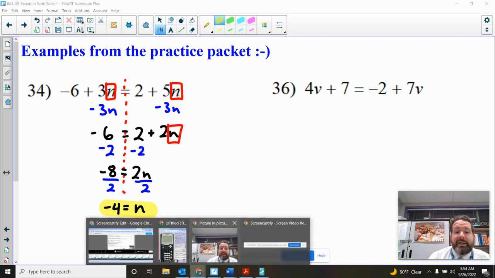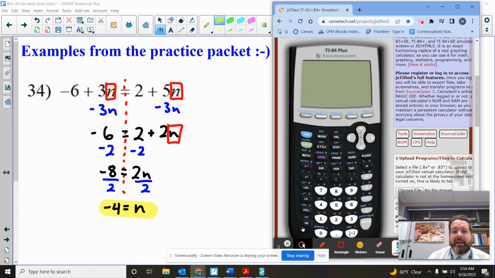Now what we should do, we should check our answer. So I'm going to pull up my calculator and show you how I check them. I'm going to first take the left-hand side and type it just like it looks, so negative 6 plus 3. But instead of the letter n, I'm going to put in parentheses the number I think n is. I think it's negative 4. On this side, I end up with then a simplified result of negative 18.